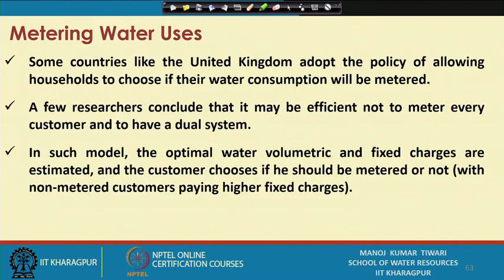There have been studies which concluded that it may in fact be socially or economically efficient not to meter all the customers, because the advantages coming out of metering all the customers may not be significant and may not be justifiable. So, in such cases the optimal metering of water can be done.